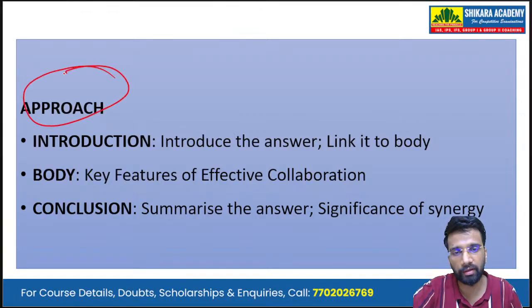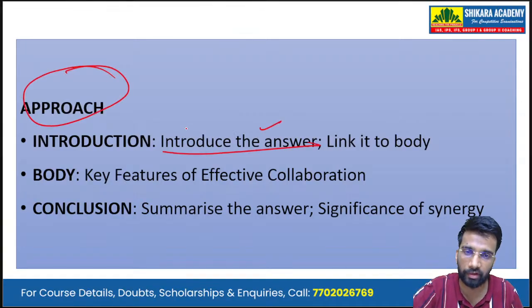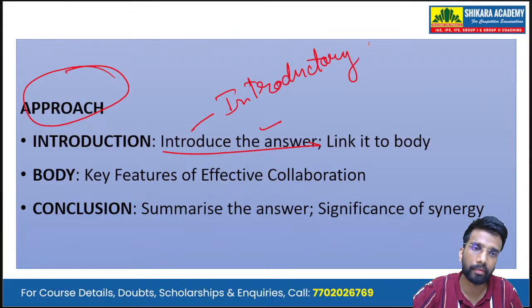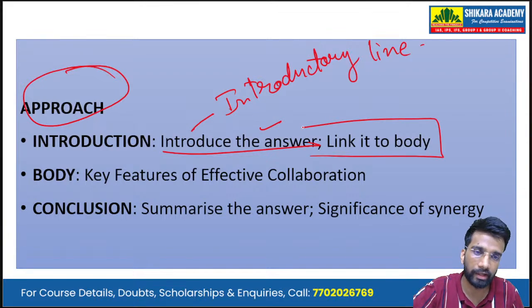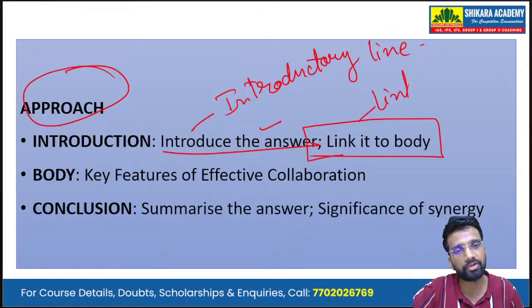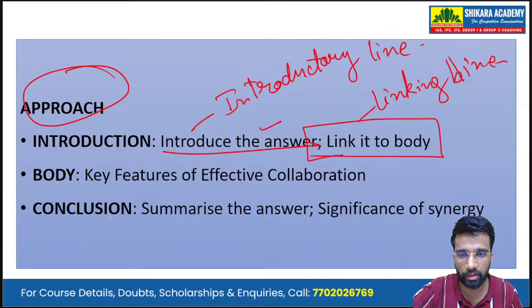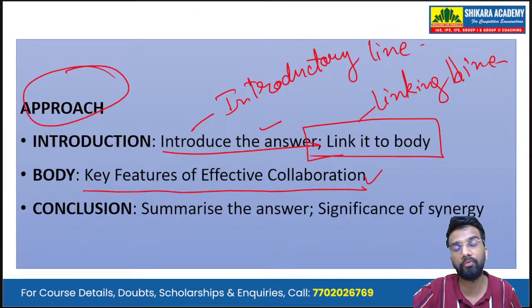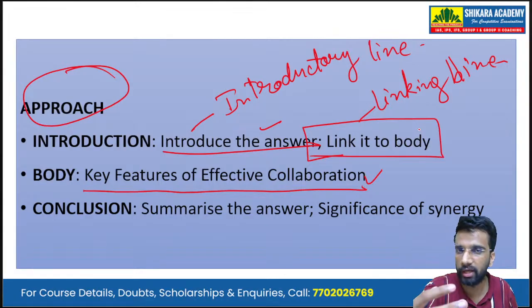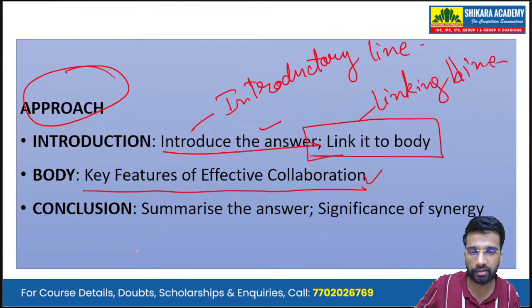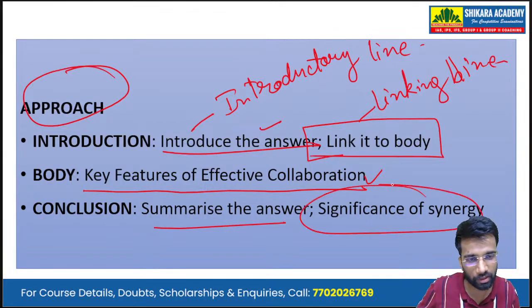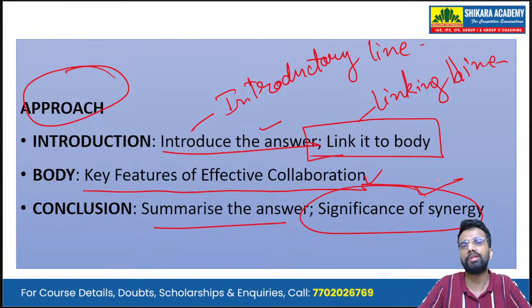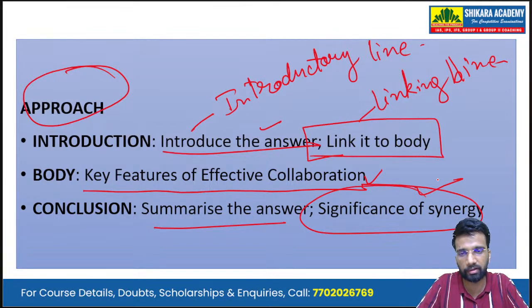So the approach that we'll be taking is, we have to introduce the answer. We'll write an introductory line. Then we'll write a linking line and link the introduction to the body. Then in body, we actually write the key features of effective collaboration, like what will be the key features of such an effective collaboration between the government, the civic society or the NGOs, and the private sector. Then in conclusion, we summarize the answer and write about the significance of the synergy between these three stakeholders, that is government, NGOs, as well as private sector.